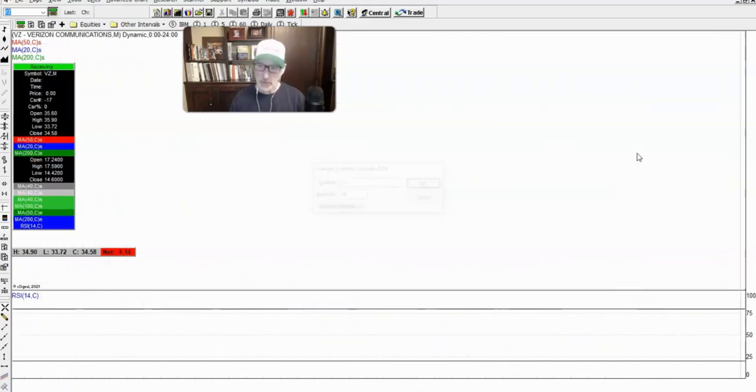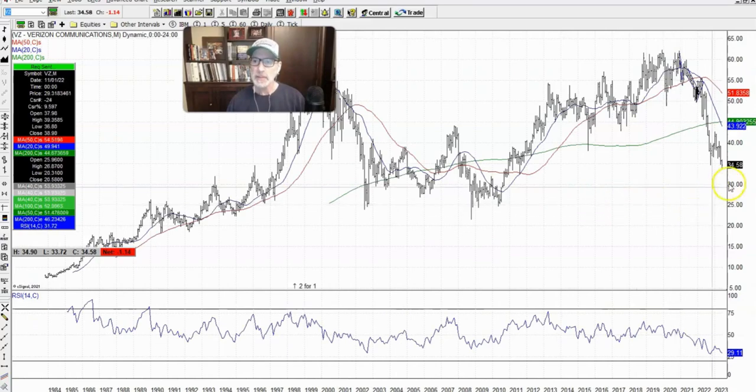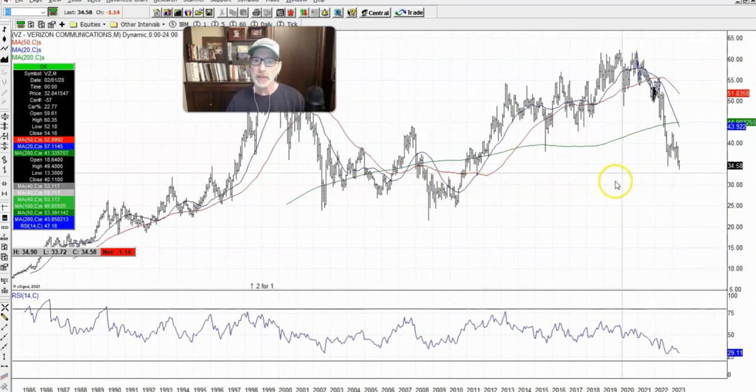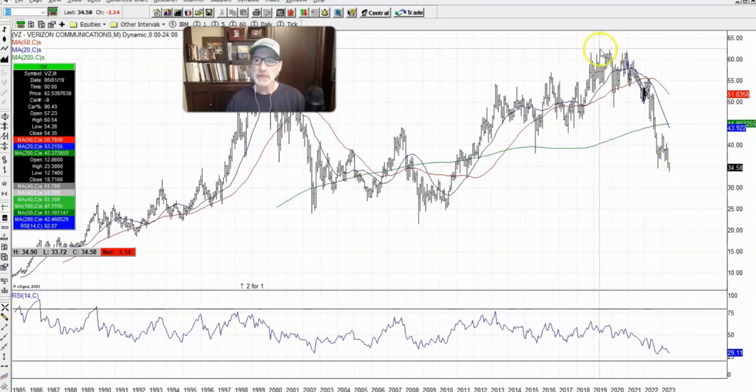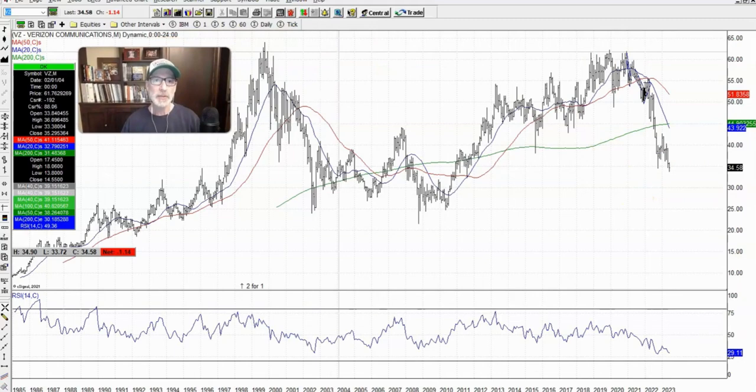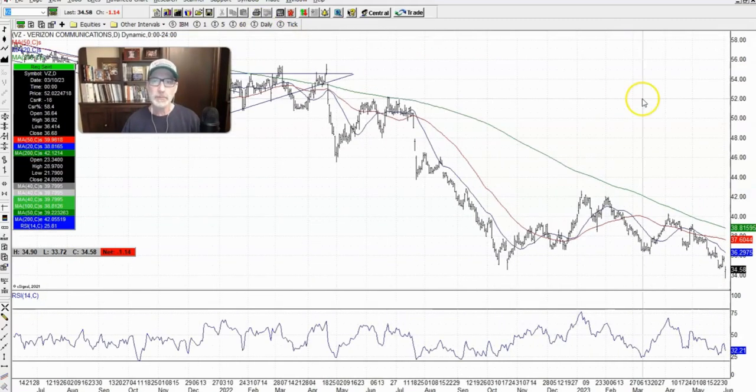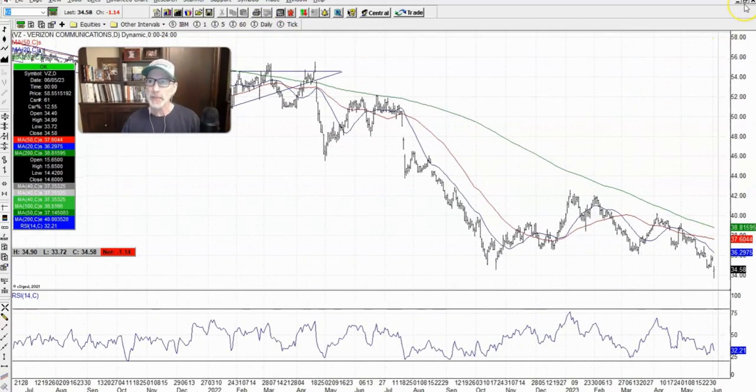Let's look at Verizon monthly. Verizon, okay, it's got possibly a little bit more to fall down to the 25 to 30 area. But even then, it's lost almost 50% of its value in a short period of time. So keep an eye on Verizon as well. Don't know if Amazon's going to go through with that. So that's what's happening in the telecoms.